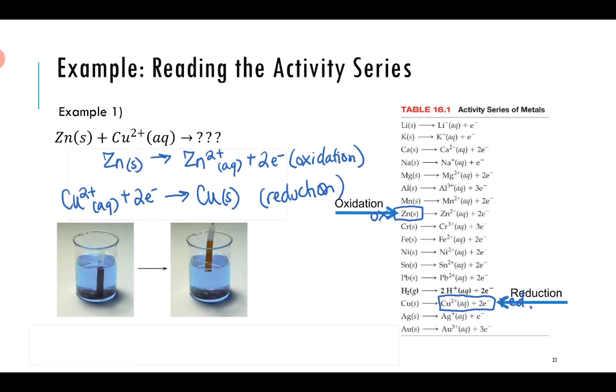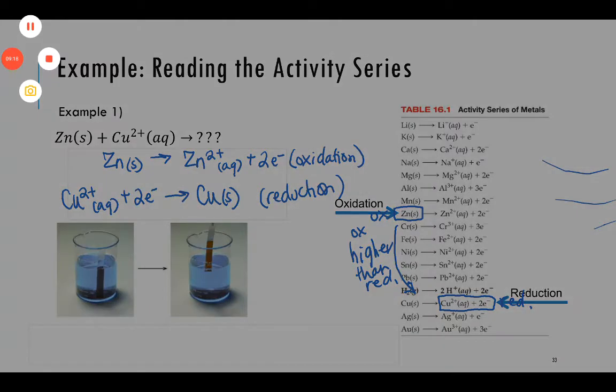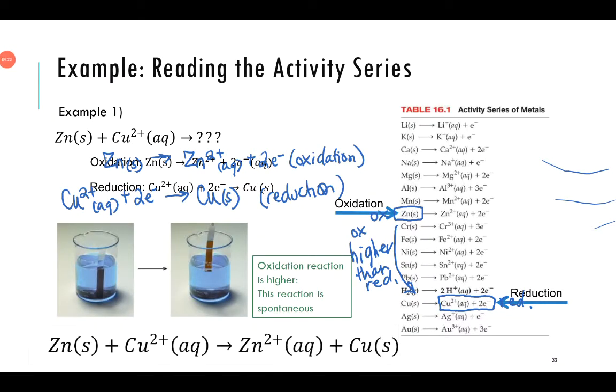And so since my oxidation half reaction is higher on the list than my reduction half, then my reaction is spontaneous. And so since this reaction is spontaneous, I can combine my 2 half reactions in order to get my overall reaction. And so my overall reaction will tell me my products. I will form zinc 2+ aqueous ions and copper solid.